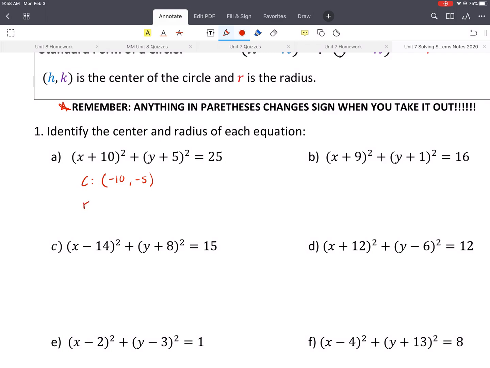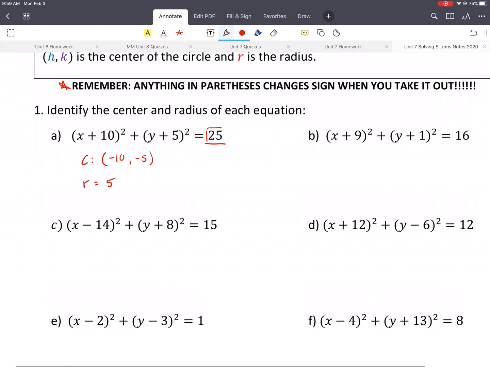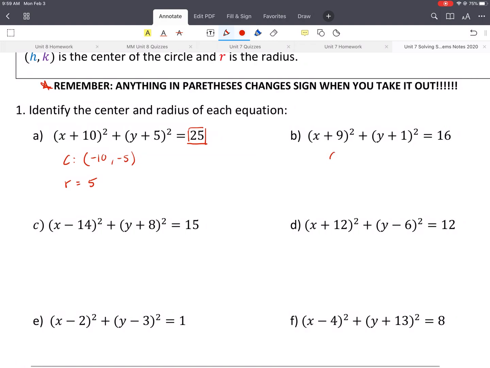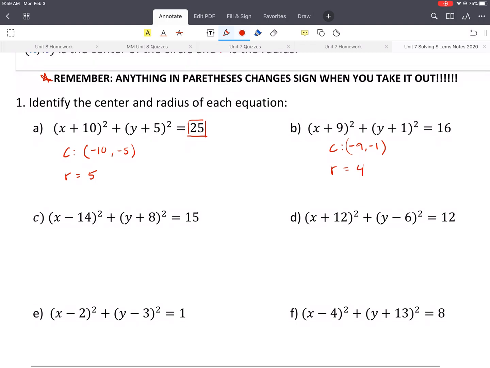And then with the radius, well, this is radius squared, so how do we figure out what the radius is? Well, it's just going to be the square root of that. So the radius is going to be 5. All right? So I'd like you to try and see if you can do the rest of them. I feel like with an example, you should be able to do the rest. I'm going to go over them, but I'd like you to try and pause and give it a try. So the center here would be -9 comma -1 in parentheses, and the radius here would be 4. So the square root of 16 is 4.